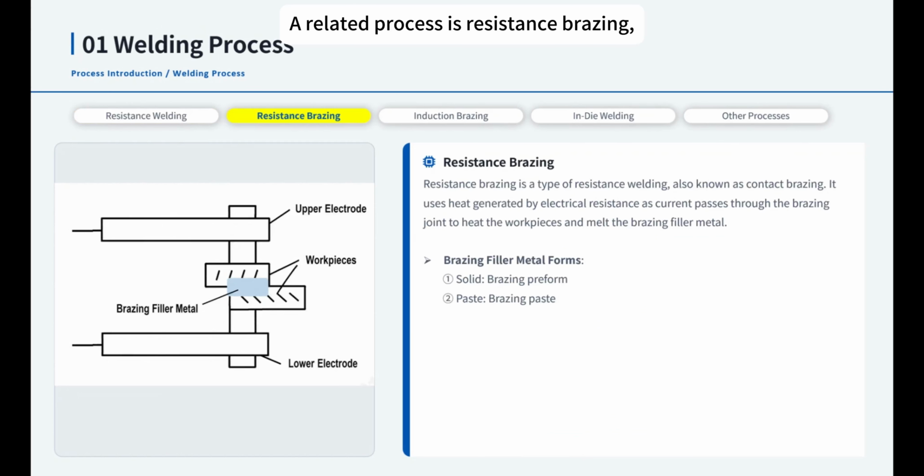A related process is resistance brazing, sometimes known as contact brazing in electrical contact manufacturing. Like resistance welding, it uses electrical resistance to generate heat. As electric current passes through the workpieces and the joint area, resistance heat is generated. This heat warms the workpieces and melts the brazing filler metal, forming a brazed joint. In practice, the filler metal is generally supplied as either a solid brazing preform or a brazing paste.